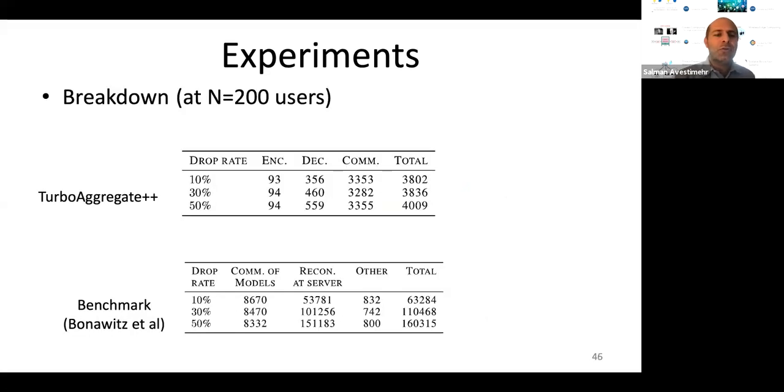So let me also show you the breakdown. This is the breakdown that I showed you before. This is the breakdown of Turbo-Aggregate. Here, the time that is spent is on encoding, decoding, and the communication. Maybe the important part is encoding and decoding are very light compared to the server reconstruction that was done in the Bonawitz scheme. In terms of the communication, they are on par with each other, meaning that there is no difference on communication.